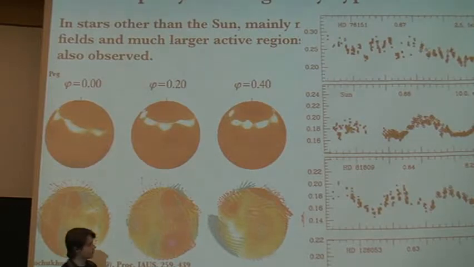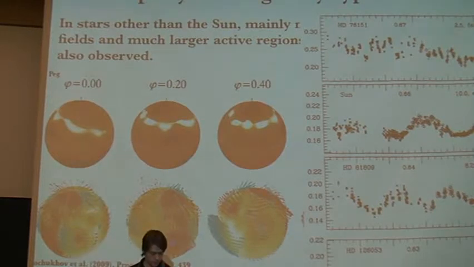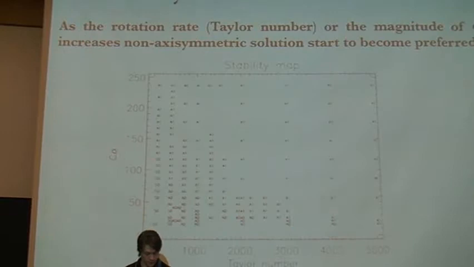And this is usually associated with a dynamo cycle. And I'm not really going to show much about stellar dynamo models, because we don't really have that many for stars other than the sun.